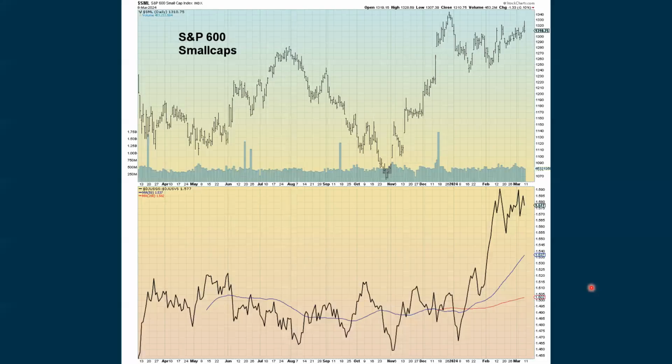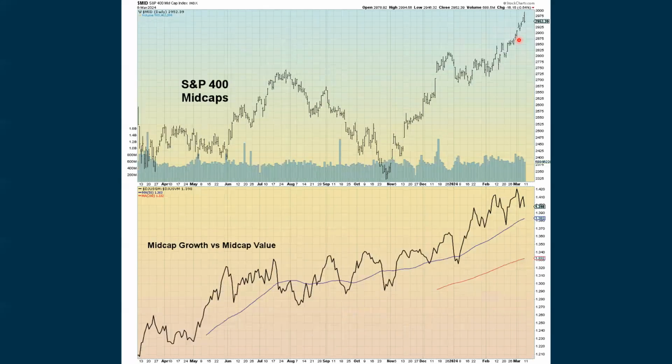Then we break it down a little bit more. We look at just the small caps, and this has been rather encouraging lately. For much of 2023 and into 2024, we've been chopping sideways with this ratio when we look at the small caps. We finally are starting to break out. Unfortunately, we're not really seeing much of that in the index itself.